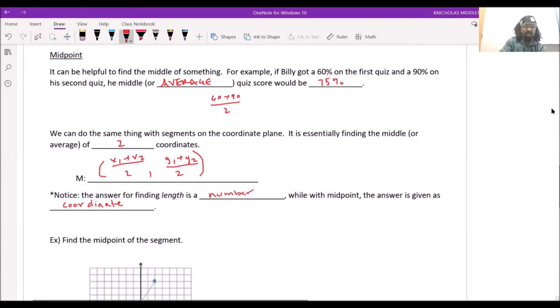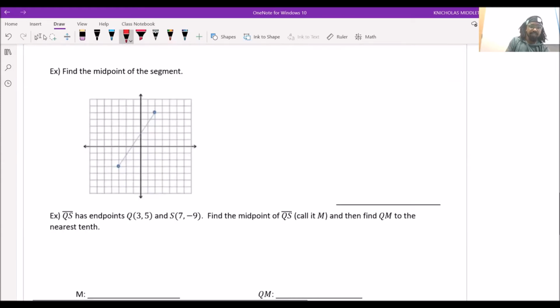All right, let's go to a second example here. Let's find the midpoint of this segment. So here we want to make sure that we identify what the coordinates are. So this is 2, 1, 2, 3, 4, 5, 2, 5 here. And this is negative 1, 2, 3, negative 1, 2, 3, negative 3, negative 3. This is asking us for the midpoint. Make sure we use the midpoint formula.